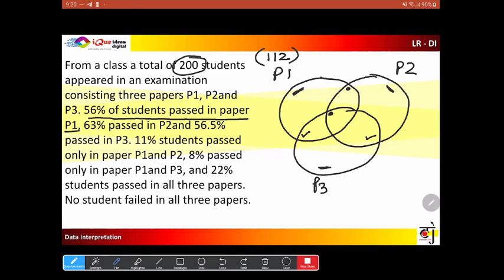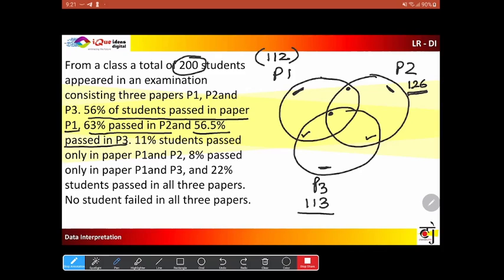Now it says 63% passed in P2. So 63 means 126 students passed in P2. And it says 56.5% passed in P3. So that means 56.5 into 2, a total of 113 students passed in P3.